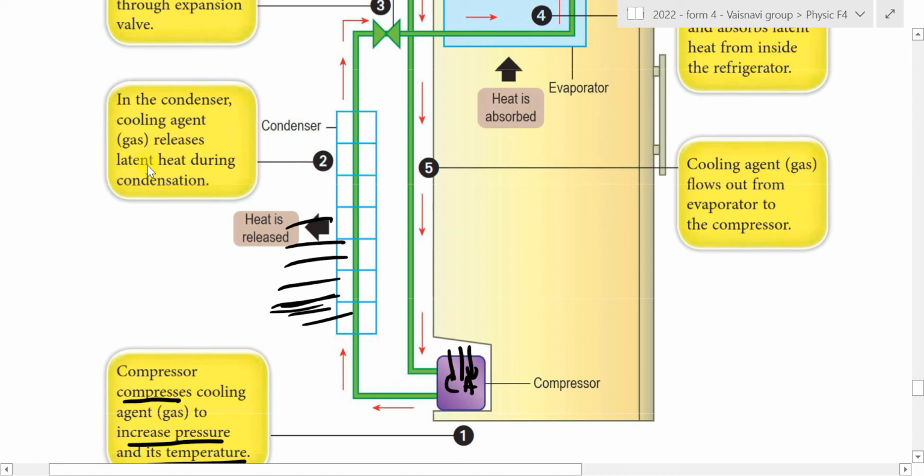cooling agent releases latent heat during condensation. They undergo condensation, and then it releases all the heat energy here. Okay, first compress to increase the temperature and pressure of the cooling agent. At number 2, condenser, it undergoes condensation, so releases latent heat of vaporization தான் அது பேரு. Condensation சொன்னாலும் latent heat of vaporization தான்.